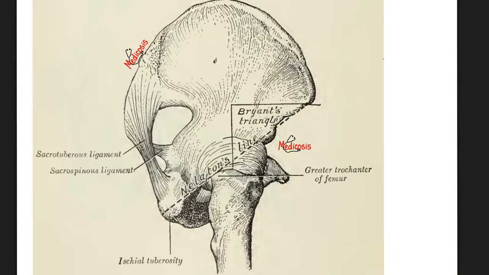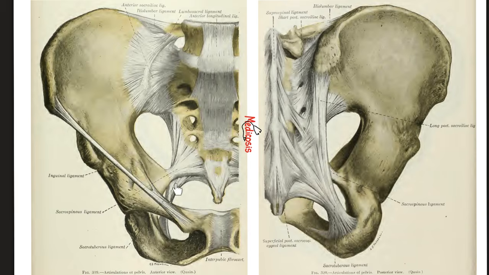Look at this. This is the sacrotuberous ligament, and this is the sacrospinous ligament. This became the greater sciatic foramen, and this is now the lesser sciatic foramen. This is the obturator foramen, which will be covered and obliterated by an obturator membrane, leaving a tiny obturator canal.